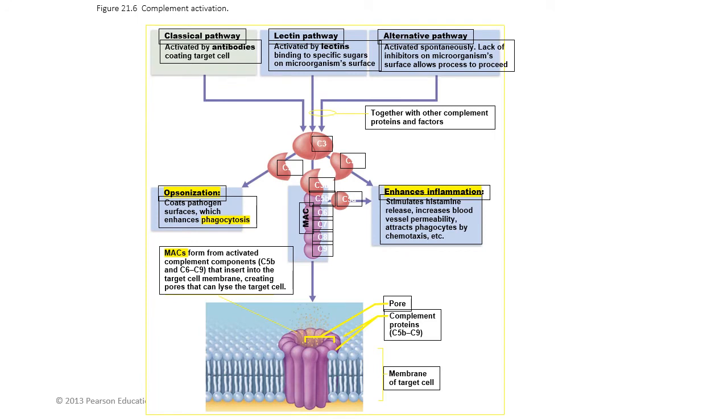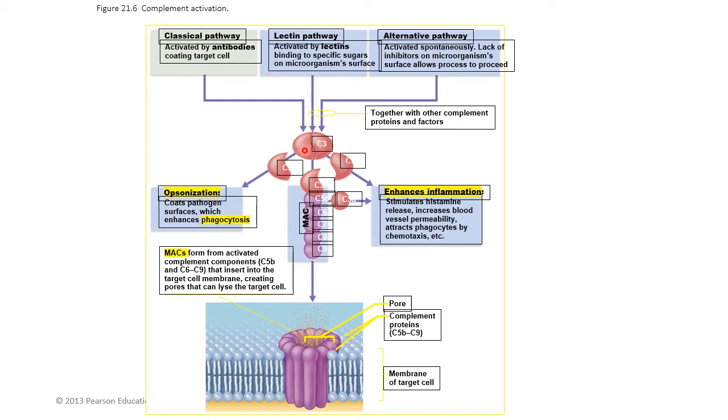Complement is a group of 30 or so proteins that circulate in the blood in an inactive form. But when they're activated, these particular proteins can cause a cascade of events that results in the complement pathway. The classical pathway is activated by antibodies that are coating the target cell. There's a lectin pathway that's activated by lectins on microorganisms that attach to specific sugars. And then you have the alternative pathway, which is another group of proteins. So there's a different group of proteins that start each pathway.